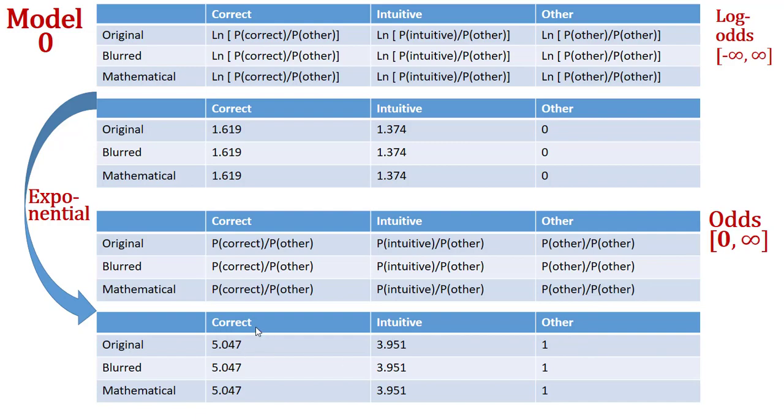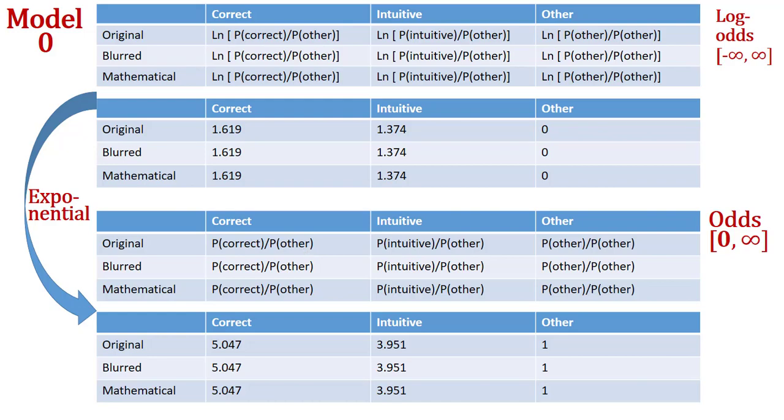Okay, so a ratio higher than 1 means that the probability of correct is higher than the probability of other. If it is 1, like here, it means that the two probabilities are the same value. This could be lower than 1, meaning that the probability of correct is lower than the probability of other.